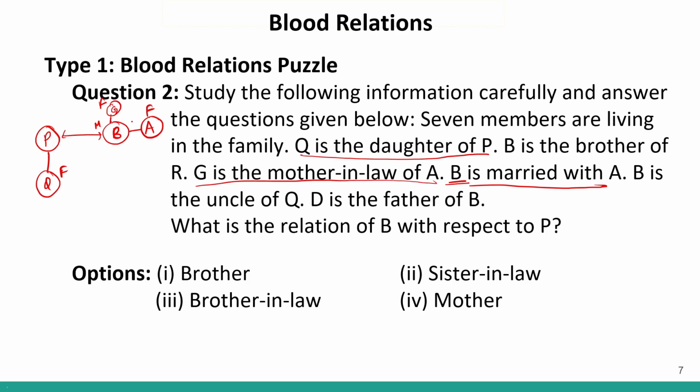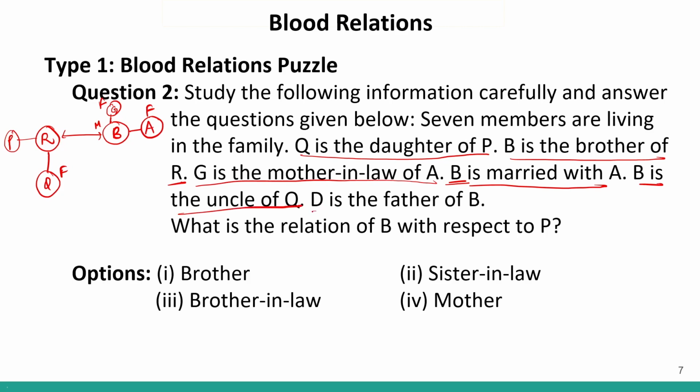Because G is the mother-in-law of A, that means G has to be female. Correct? G has to be female and G will be B's mother. It is given to us B is the brother of R. So now this will change. We will get P over here and R over here. How? And it is given to us. We have used this information.